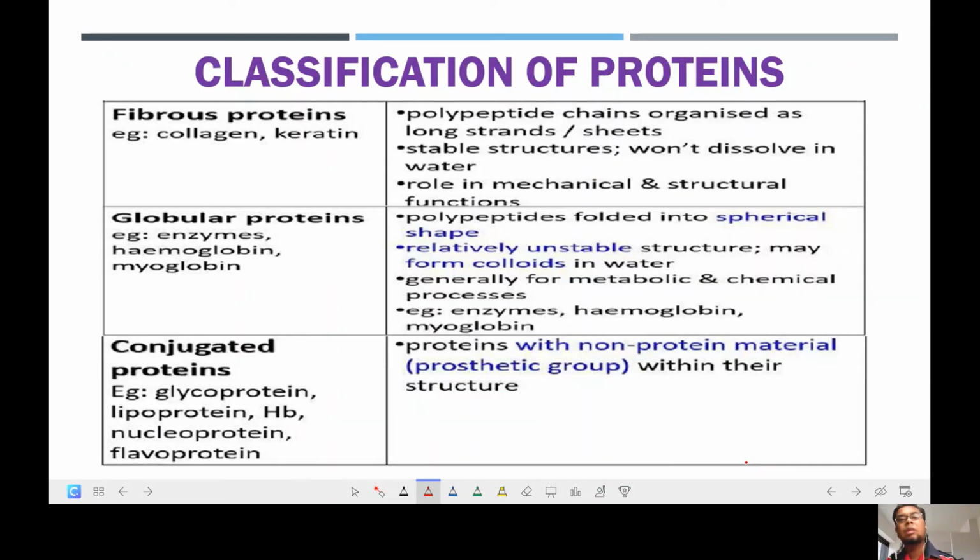Finally, we need to know that proteins can be classified into three types: the fibrous proteins, the globular proteins, and also the conjugated proteins. Hopefully, you can refer to your notes and try to find differences between these three classes of proteins.